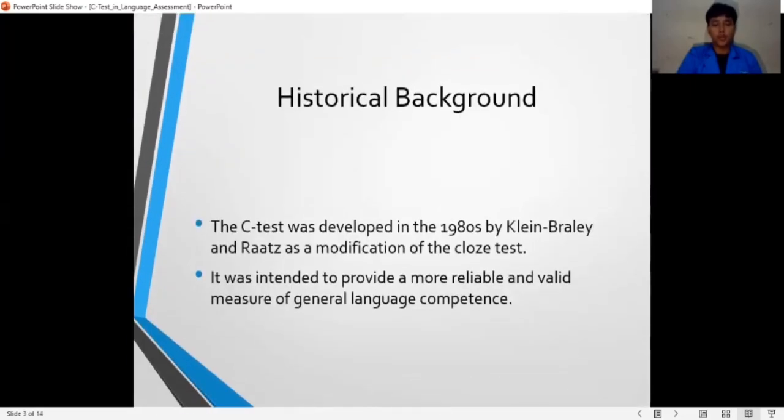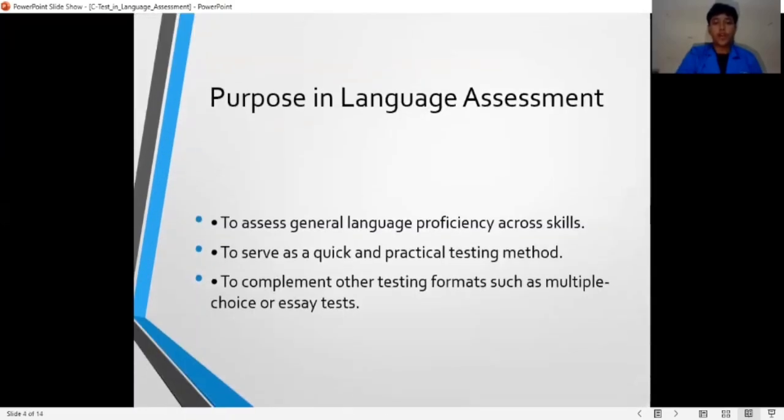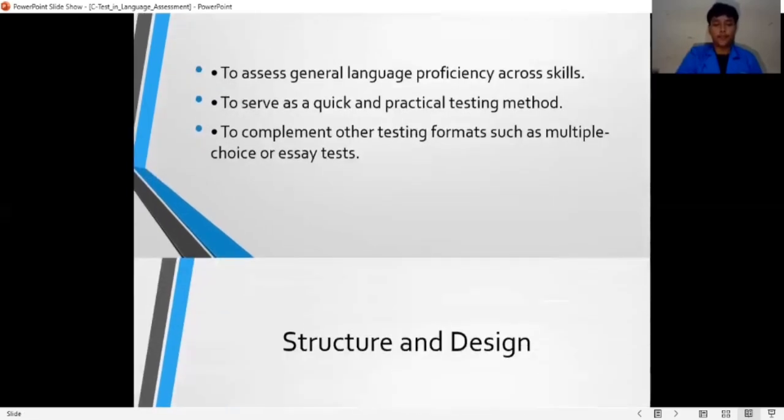The historical background: the C-test was developed in the 1980s by Klein, Braley, and Raatz as a modification of the cloze test. It was intended to provide a more reliable and valid measure of general language competence. Purpose in language assessment is to assess general language proficiency across skills, to serve as a quick and practical testing method, and the last is to complement other testing formats such as multiple choice or essay tests.